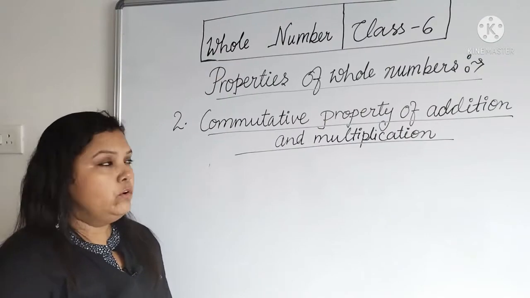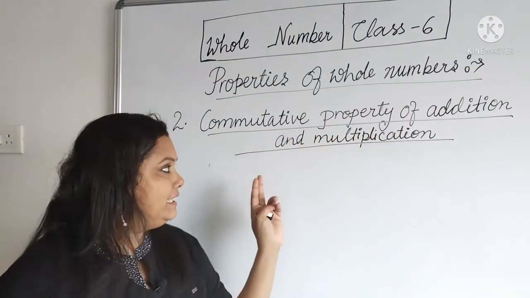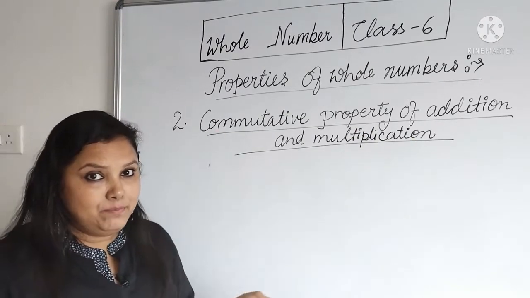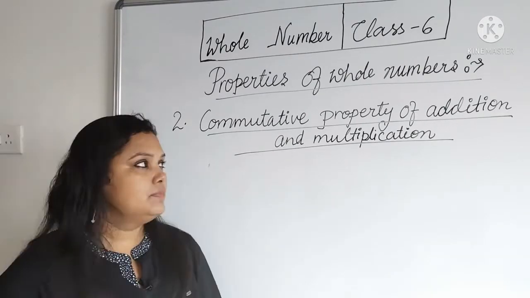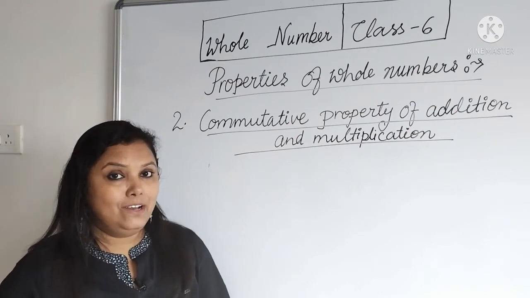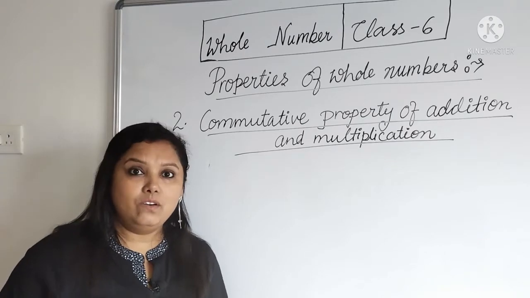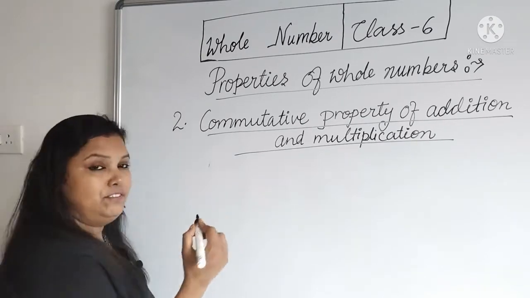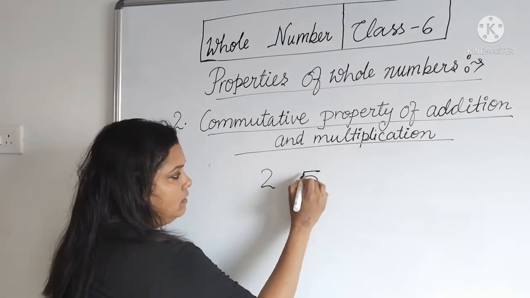Simple. Now look at the second property, that is the commutative property of addition and multiplication. What does it exactly mean? It simply means that when we add or multiply any two whole numbers in any order, we are going to get the same result. Let's take one example, the same example, 2 and 5.